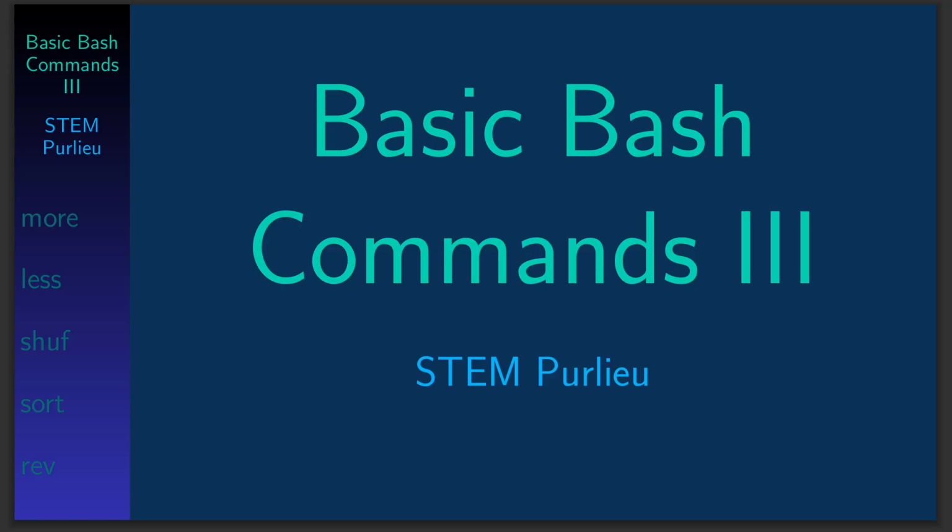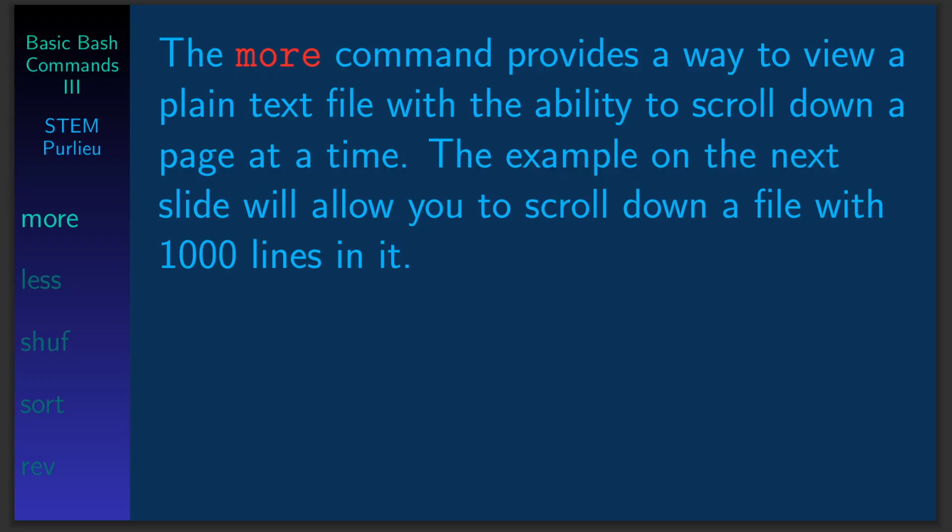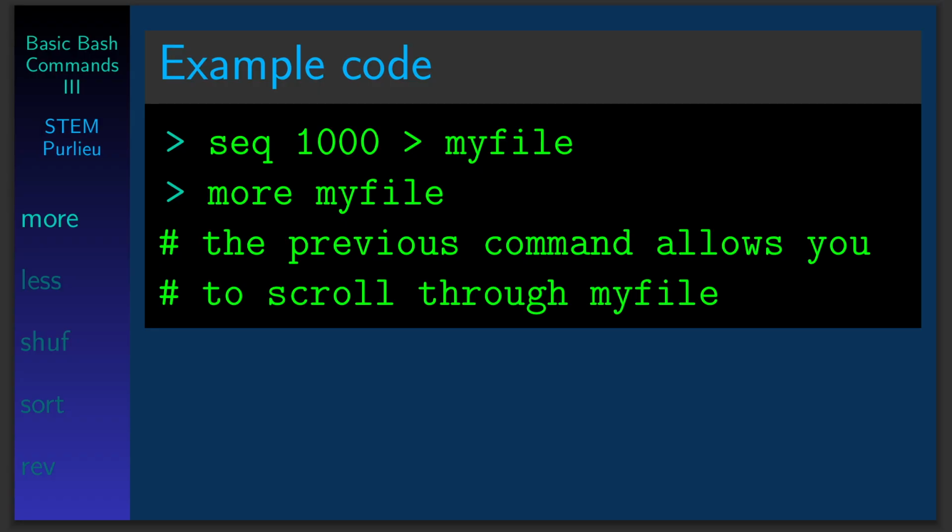In this video, we'll cover some more bash commands. The more command provides a way to view a plain text file with the ability to scroll down a page at a time. To scroll down, you use the arrow key. Here's example code of this.